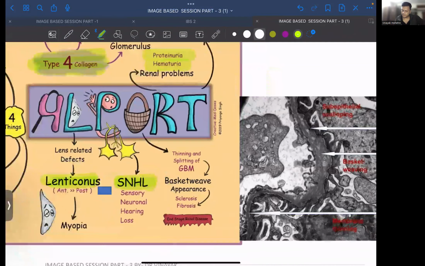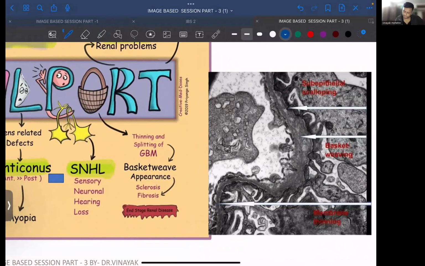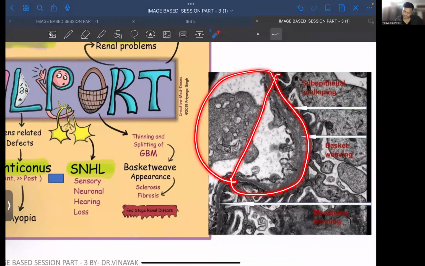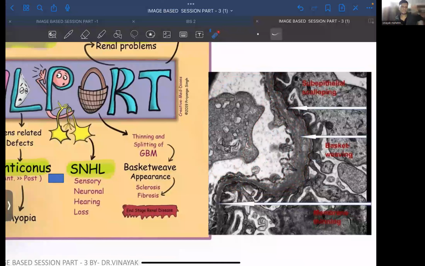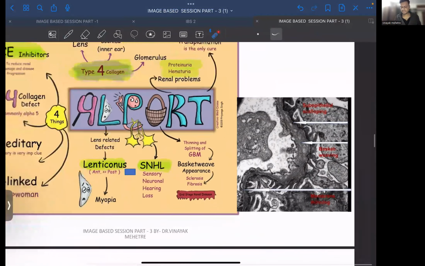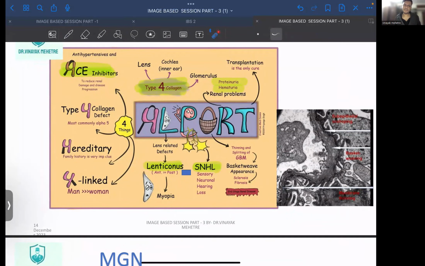And what we are going to see on electron microscopy is basket wave appearance. It looks like a basket, right? Basket wave, we are just shaking it, that is called basket wave appearance. Understood this much? It is easy, anybody can give this question. It can come from pathology, ENT, ophthalmology, medicine, pediatrics. So Alport syndrome is an important syndrome, it should come to you.